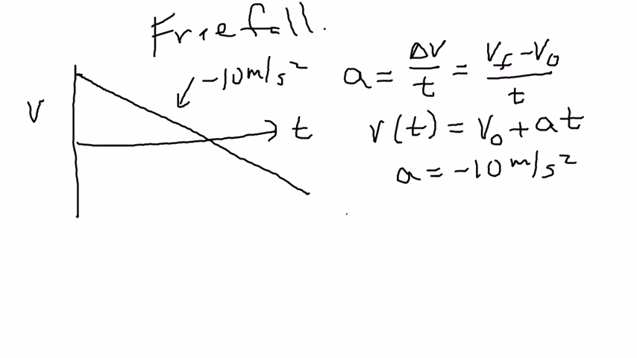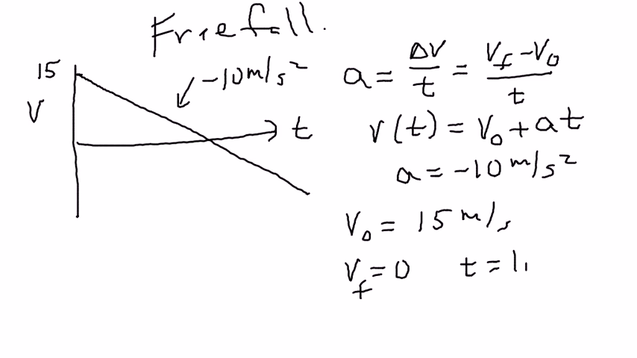And let's assume that my initial velocity is 15 meters per second. So that says this point right here is 15 meters per second, and if you plug that in and solve this equation for v final equals 0, then it's pretty straightforward to see that the time for that is 1.5 seconds. Again, the idea is that every second it loses 10 meters per second of velocity, and so this point right here is 1.5 seconds.